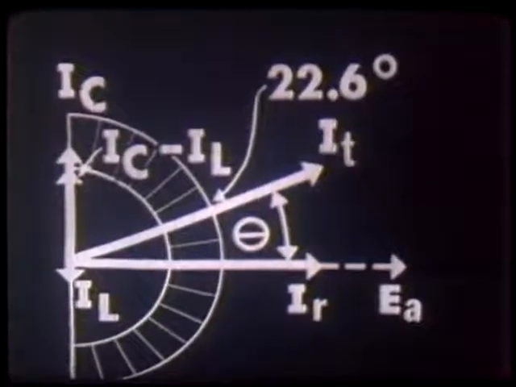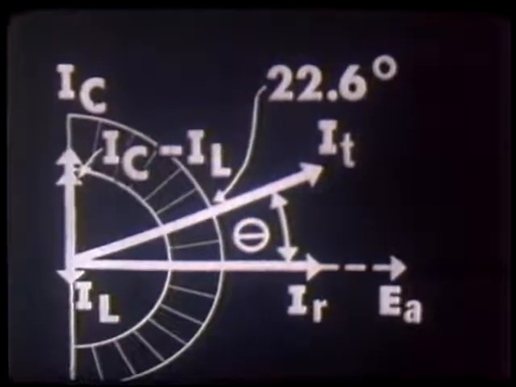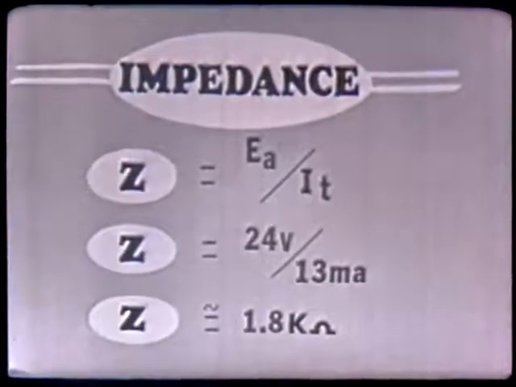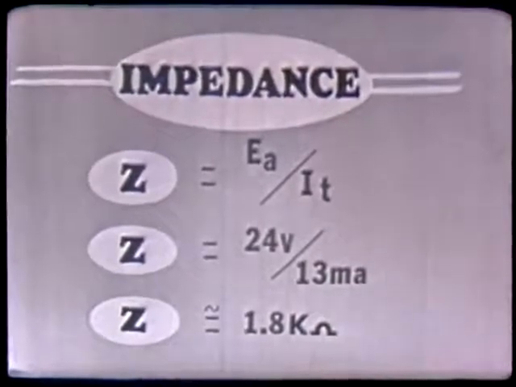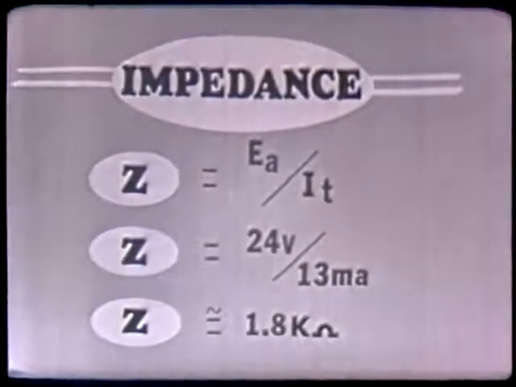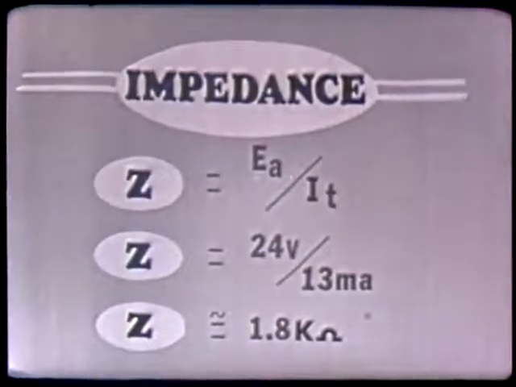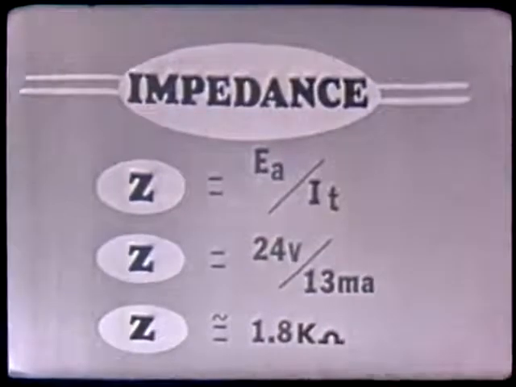Now that we have calculated graphically our total current to be 13 milliamperes and the phase angle to be 22.6 degrees, let's go one step further and find the impedance of our circuit. Once again, we can use Ohm's law. Substituting into the formula, note that the impedance is equal to approximately 1.8K ohms.